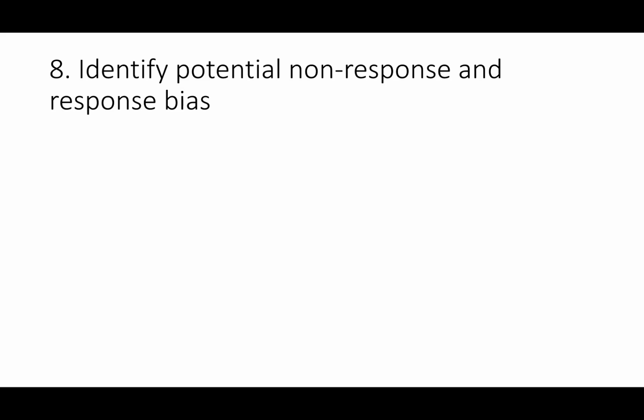Our 8th learning objective is to identify potential non-response and response bias. In addition to considering sampling bias, which we can avoid by using the simple random sampling method that we just saw, you also need to be able to identify non-response and response bias. These are both problems that should be prevented in the design of the research study.